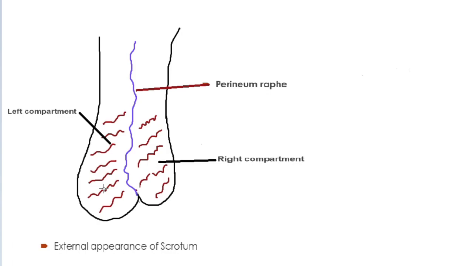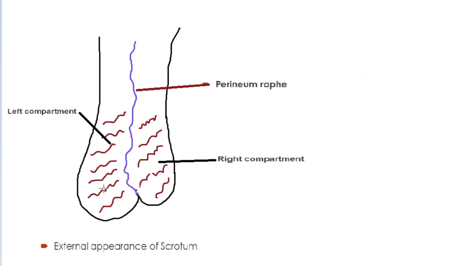The scrotum shows wrinkled skin. Okay, I have shown in this figure, you can see in both the compartments I have drawn some wrinkled lines. So they show the wrinkled skin of the scrotum, and the scrotum is highly pigmented. The scrotum has highly pigmented skin as compared to other parts of our body.